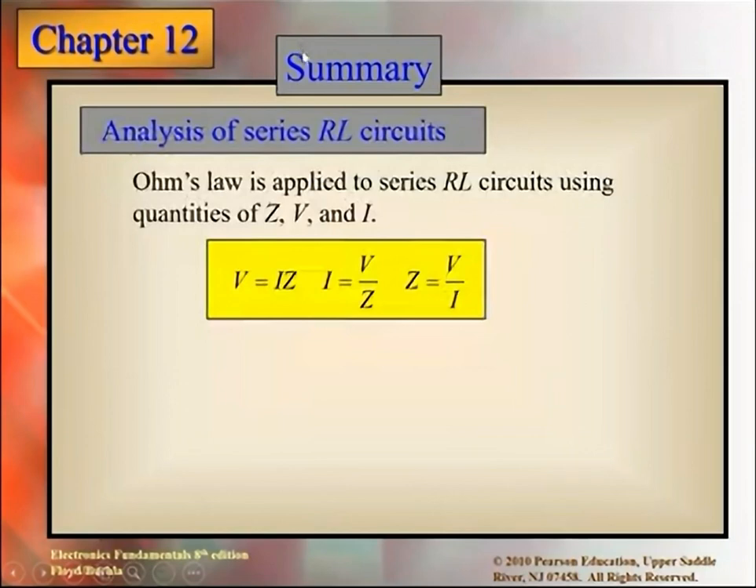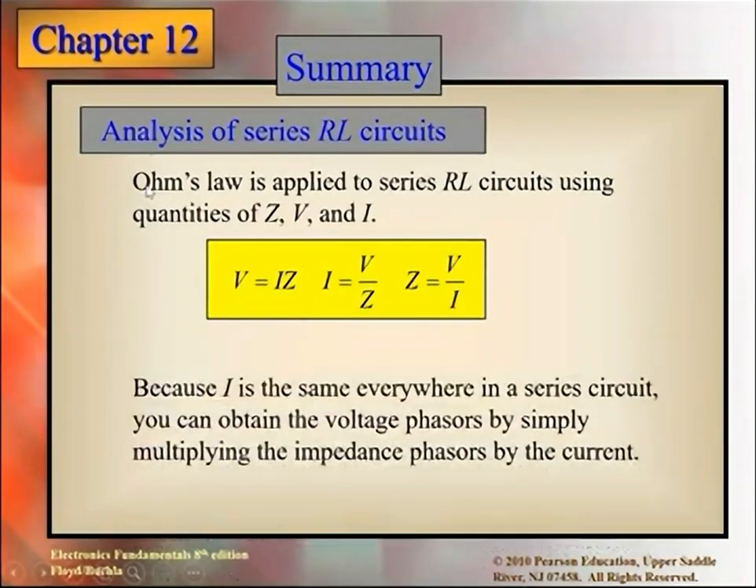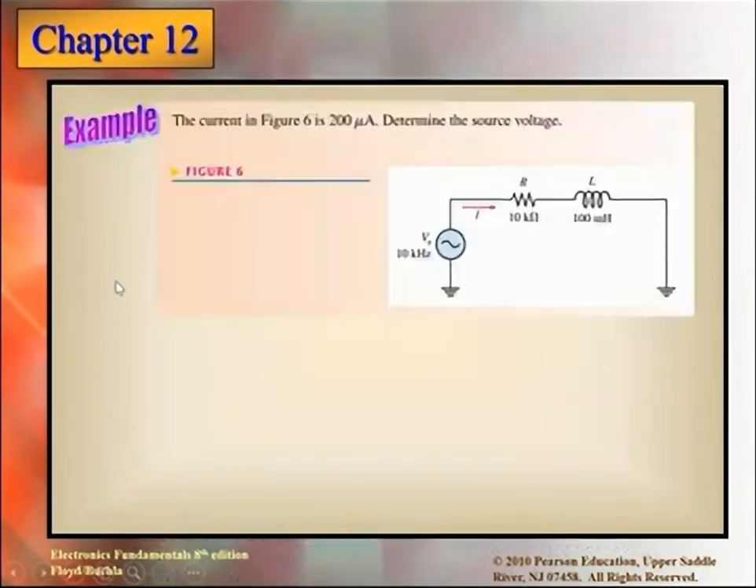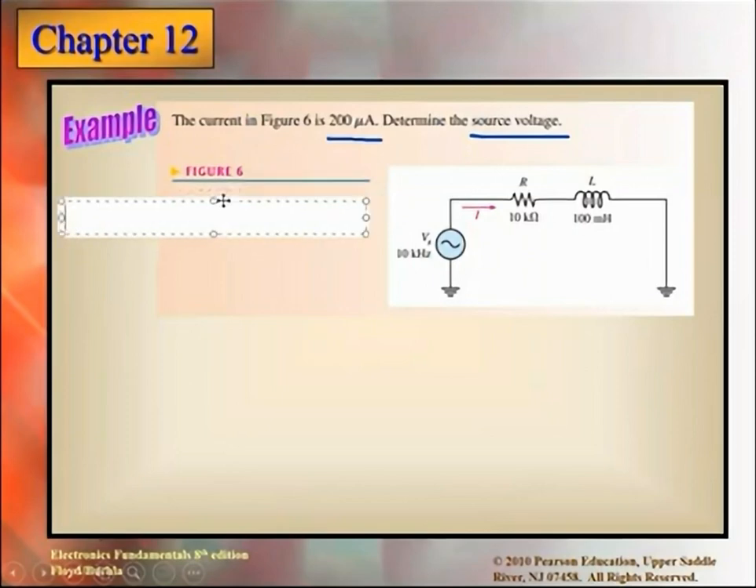Now, girls, these are again Ohm's law, which you know already: V is equal to I times Z, I is equal to V over Z, Z is equal to V over I. Exactly the same thing which you know already. Now see this question. The current in this figure is 200 microamperes. Determine the source voltage. So the current is given, and you have to find the source voltage. Now tell me the steps, girls. What should I do? Okay, XL. What is the formula?